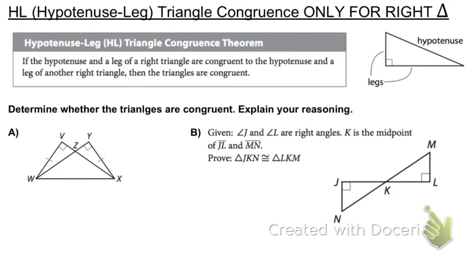So the only way it works for right triangles is because you have a hypotenuse, and the other two sides are called legs. So in a right triangle, if you have the hypotenuse and a leg congruent to the hypotenuse and a leg of another right triangle, the triangles have to be congruent. So if you have the hypotenuse and a leg, you're Gucci. Okay? Hypotenuse and leg, you're Gucci, okay?